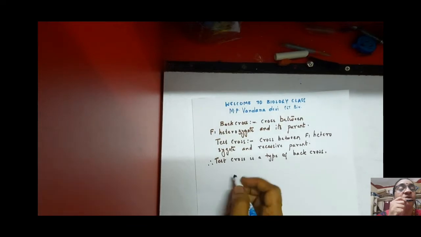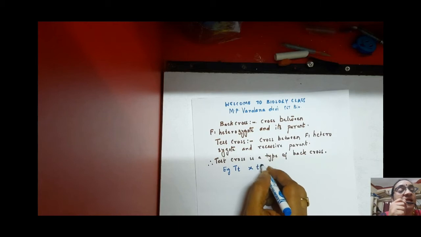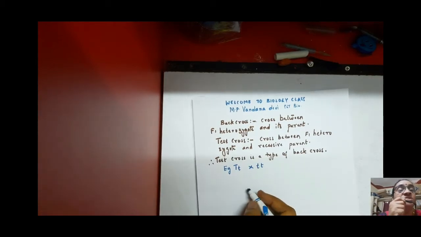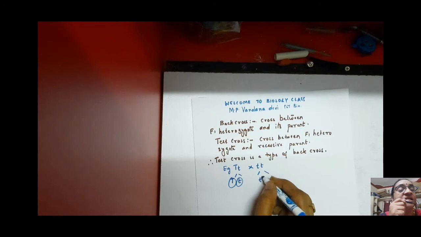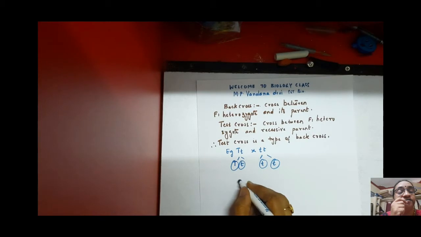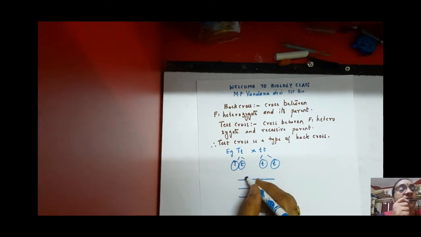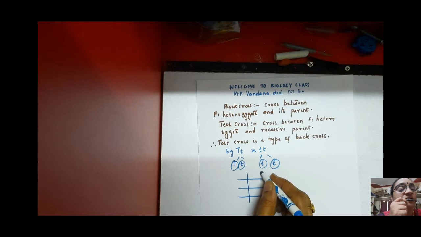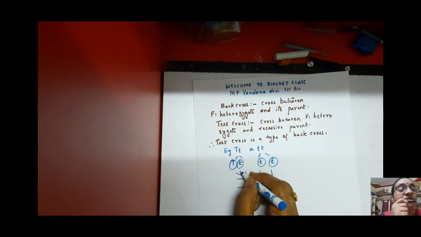So basically, when you cross F1 heterozygote to its recessive parent, test cross is a type of back cross itself, isn't it? So you see capital T small t crossed to small t small t. You see how gametes are getting segregated. In this grid you can write down the progeny and the genotype of the progeny. So just keep writing as is being shown in the video.